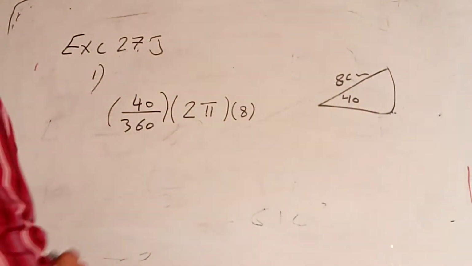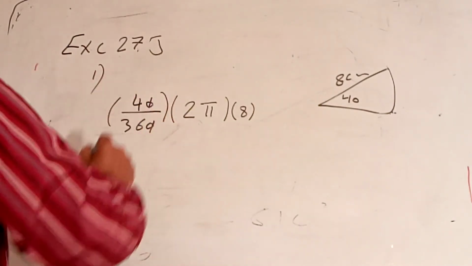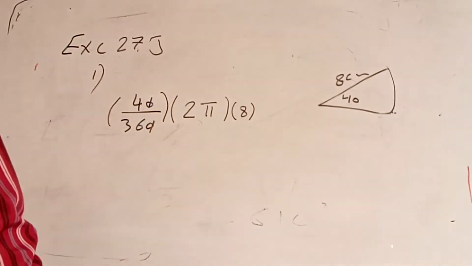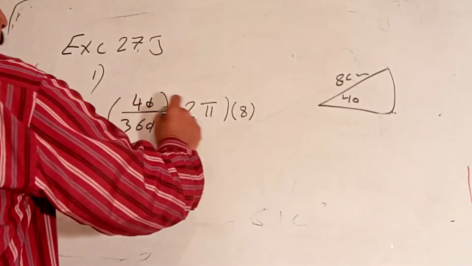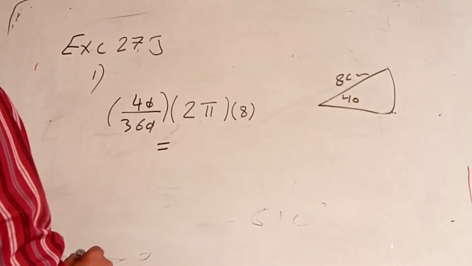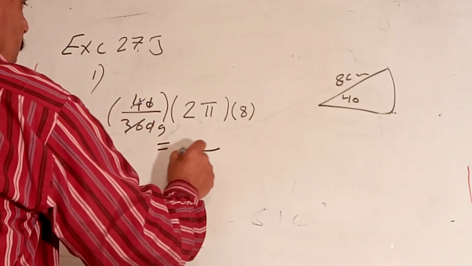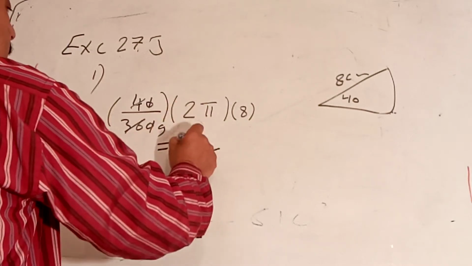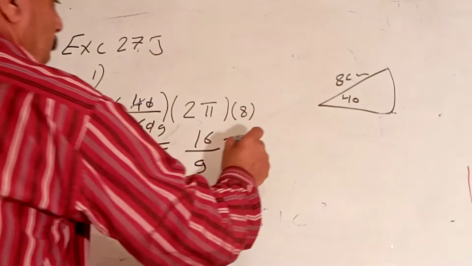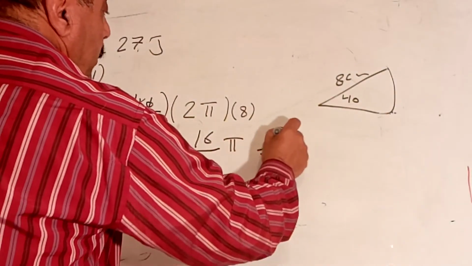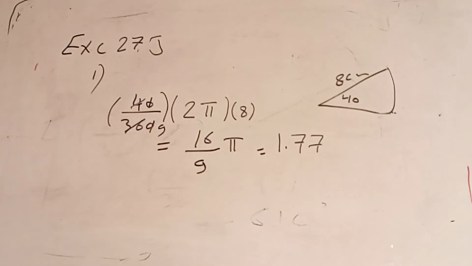Here this 0 is 0, this is 1, and this is 9. So it will be 16. 4 times 2 is 8, 4 is gone, this is 9, and this is 16. So it will be 16 over 9 pi, which is 1.77 pi.